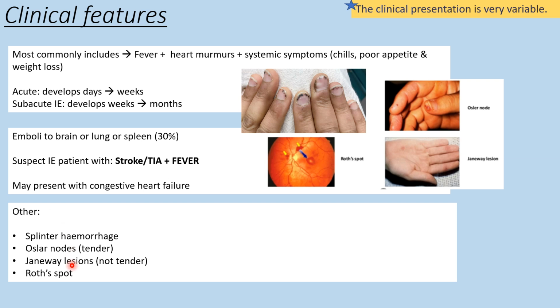Now, the other things would be like splinter hemorrhages. You can have Osler nodes, which are tender, Janeway lesions, which are not tender, and Roth spots. Now, if a patient has these things, it does not mean that they have infective endocarditis. It could be other things. You have to associate it with things like fever, heart murmur, and also with the risk factors.